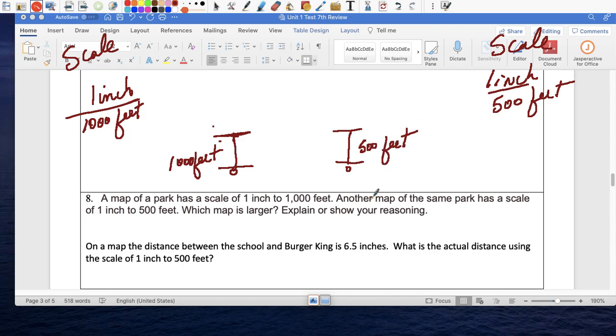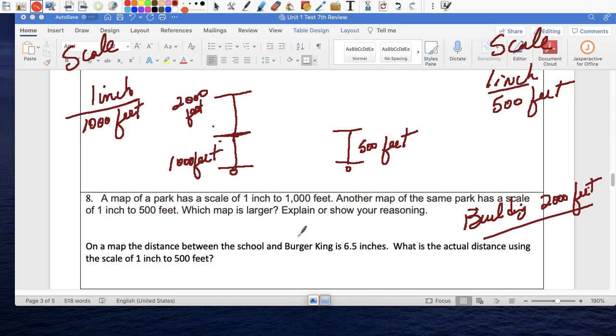Now let's say I had a building, right? Or something that measured, let's say actually 2,000 feet. It might be too tall, actually. Anyways, hypothetically, 2,000 feet. Well, with the scale on the left, I would need 2 inches, right? Because that's 1,000 feet, and this would be 2,000 feet. Ta-da! There's our building. Done.